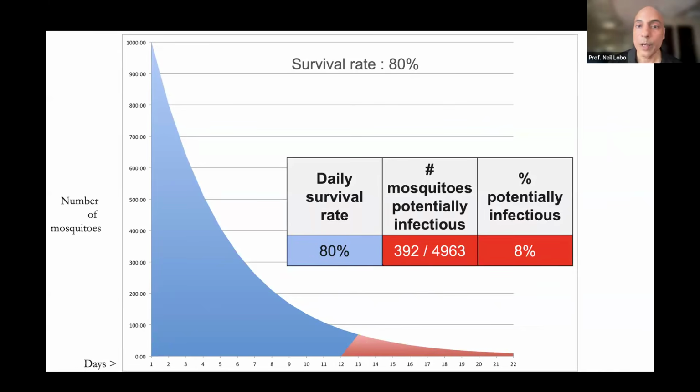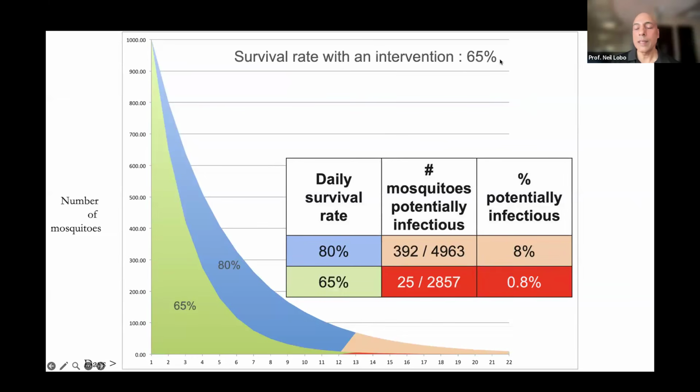Now imagine we have an intervention, let's say bed nets, let's say IRS, let's say anything. And that intervention decreases the daily survival rate by 15%, from 80% to 65%. Now let's look at the curve of mosquito survival on the left in green. Now you can see every day there'd be only 65% of those mosquitoes remaining from the previous day, and you can see the curve. Now, this reduction of 15%, from 80 to 65%, has a huge impact on the little red proportion of infectious mosquitoes.